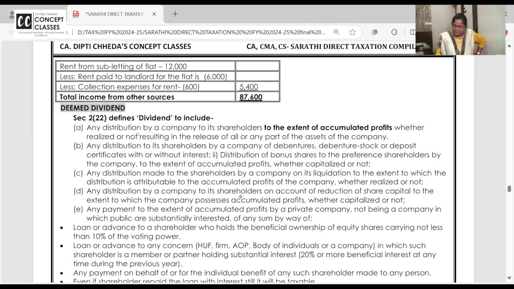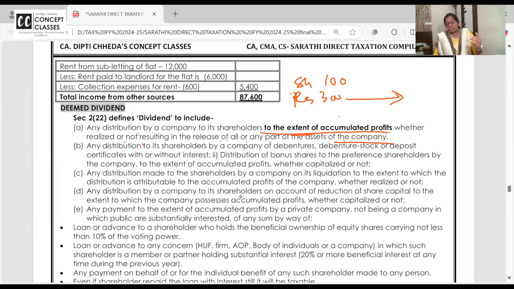Any amount given by company to shareholders to the extent of accumulated profits, whether realized or not, resulting in release of all or any part of the assets. So out of accumulated profits, when the shareholders are getting money, like I told you, share capital is 100, reserves are 300. So this 300 is given to shareholders in cash or in form of asset. Say there's an asset and 160, you are the shareholder. Out of 600 shares, 100 you are holding. No, you take this from the reserves. If money is given, it will be treated as deemed dividend 2(22)(A).